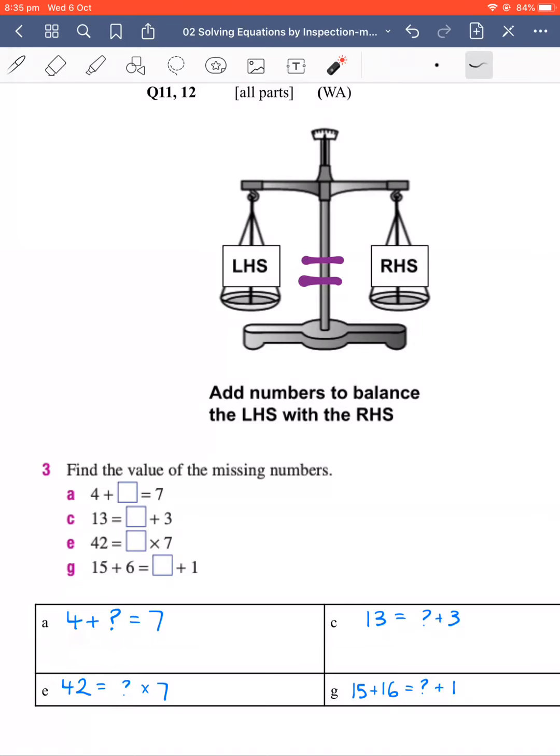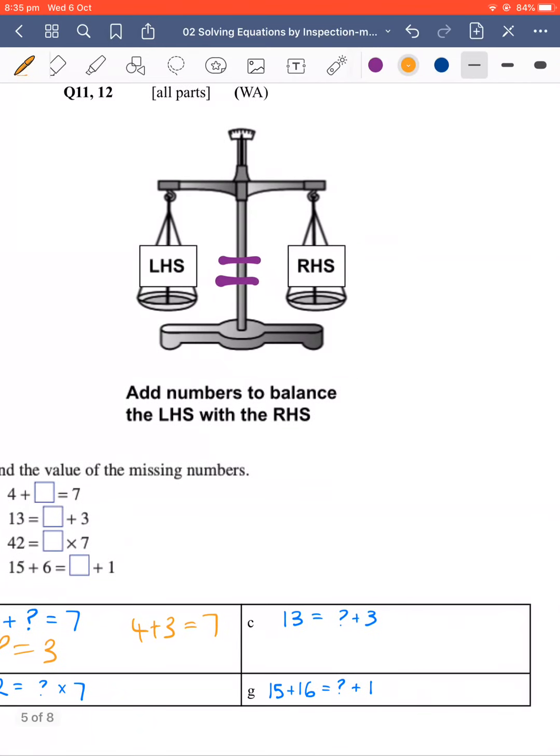So if I do 4 plus 3, I do actually end up with an answer of 7. So my missing number for this one is actually 3. And I can always double check that by substituting it back in. So 4 plus 3 does indeed give me 7. Similar method on here as well.